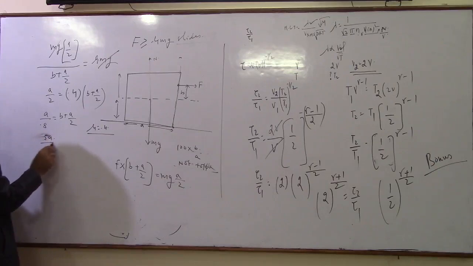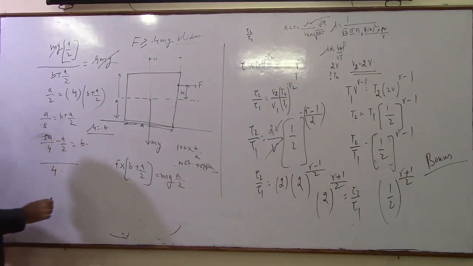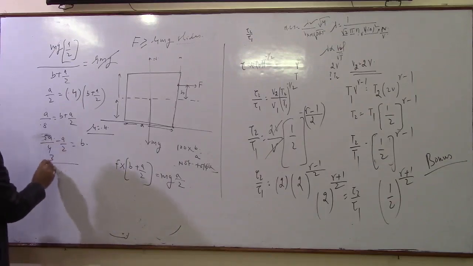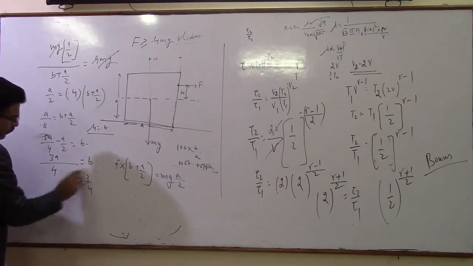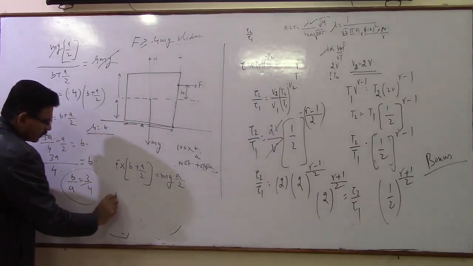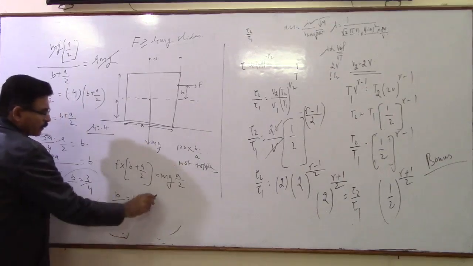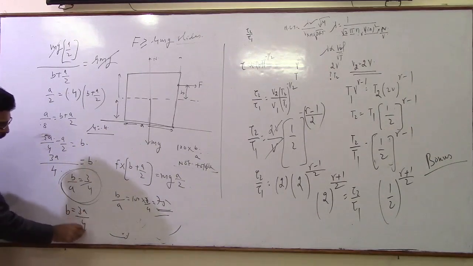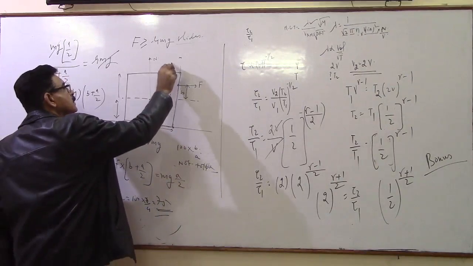5A by 4 minus A by 2 is equal to B. If you take the LCM 4 here, this will be 3A by 4 is equal to B. So B by A becomes equal to 3 by 4. Now if you multiply this by 100, 100 into B by A, that is 3 by 4, will be equal to 75. The answer is 75, that part is okay. But the strange thing is, if you calculate from here, it is telling you B is equal to 3A by 4. If B is equal to 3A by 4, that means the force that you are applying is at 3A by 4.